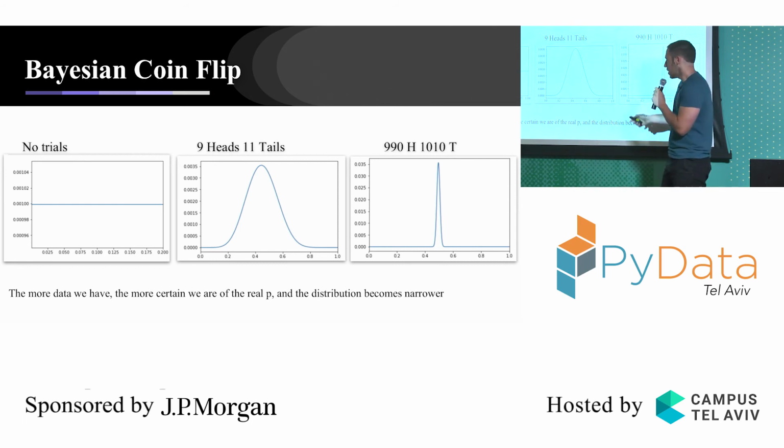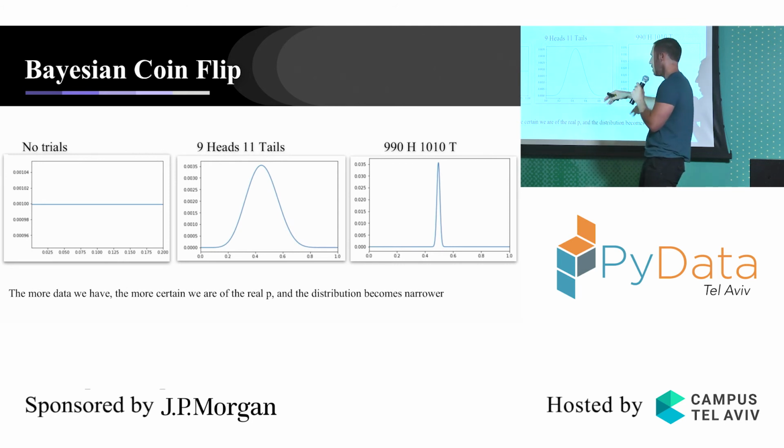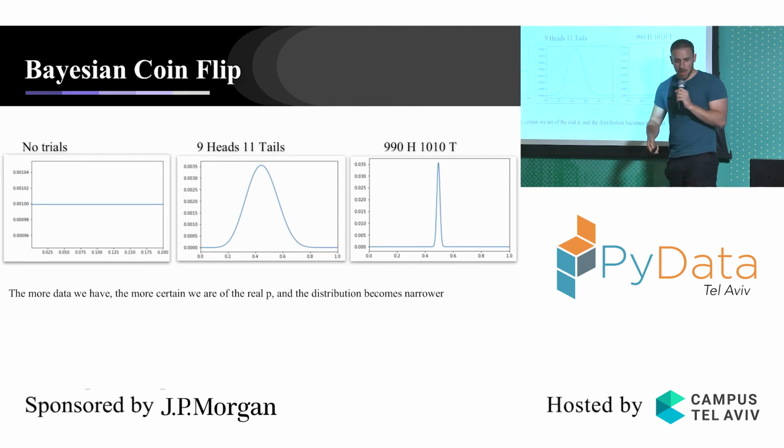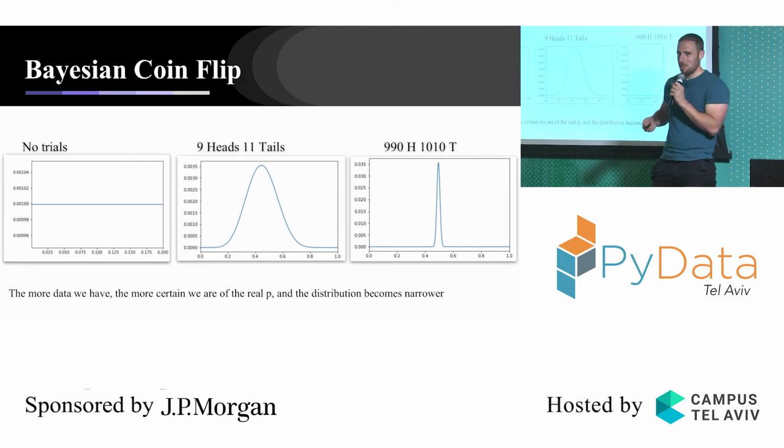Now we're pretty certain it's somewhere here. It could be between 0.2 and 0.8. And after we toss the coin again and again, our belief becomes narrower. Now we're pretty sure that it's between 0.48 and 0.52. So if we were to toss it an infinite number of times, we would get only the 0.5 distribution. So it's a different way to think about this experiment.